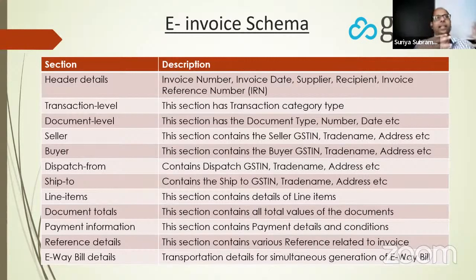You will have some header details like the invoice number, date, the type of transaction, the type of document, whether it is a tax invoice or a credit note, debit note, the details of your customer, who is selling, shipped to, bill from, dispatch from. All these details will be there in the schema. Instead of going too deep into these technical details, we are running a little short on time, so I will go directly into the demo and show you how to generate e-invoices through GSTZen.